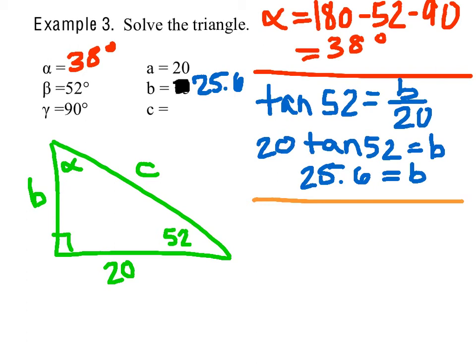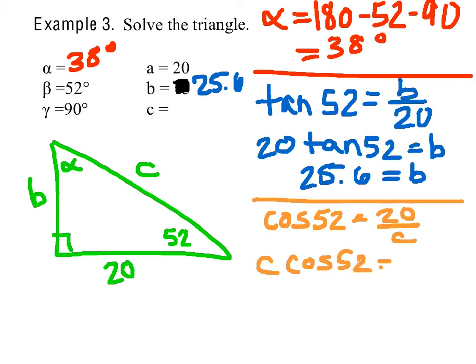I always use my given information, so I'm going to go ahead and use trig again. I'm still working from the 52-degree angle. I'm given my adjacent side 20, and I'm looking for my hypotenuse. So I'm going to use the cosine function. So cosine of 52 equals 20 over c. Same idea as what we did before. We're going to go ahead and multiply both sides by c. So we'll get the cosine of 52 equals 20.